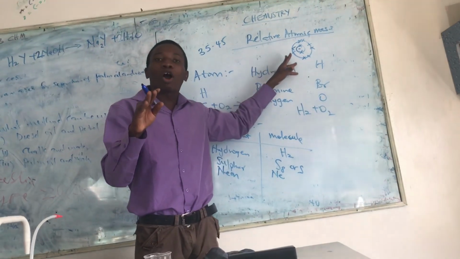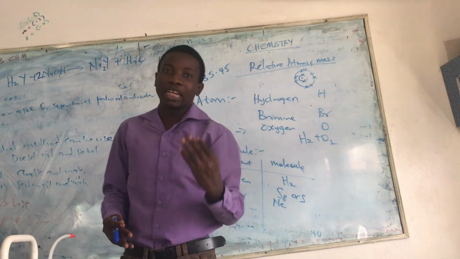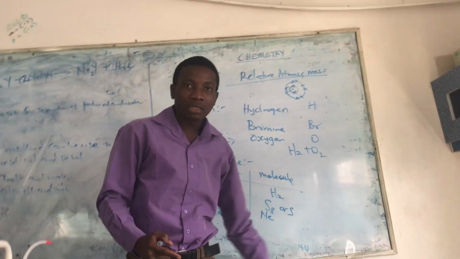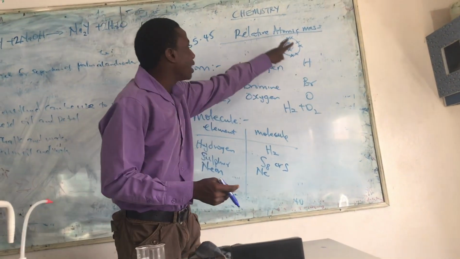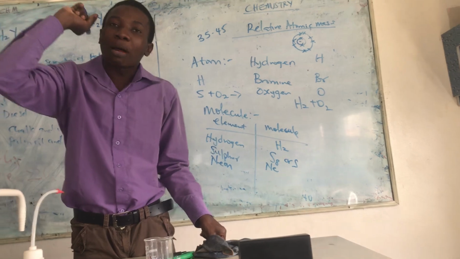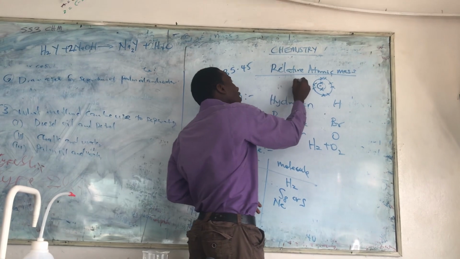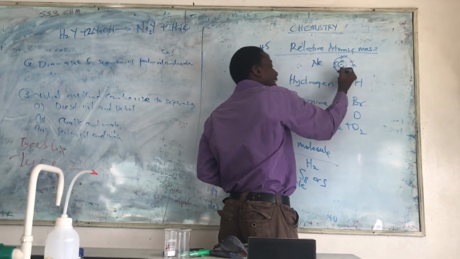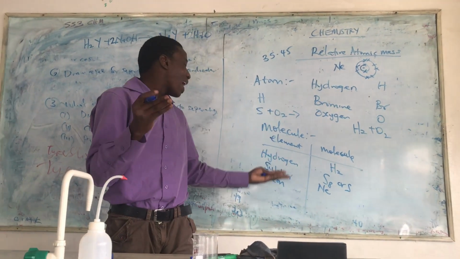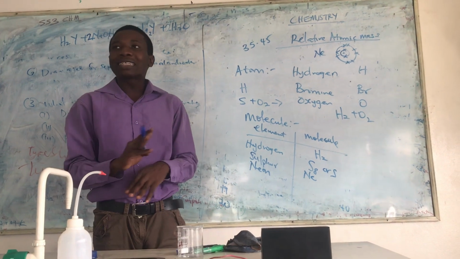Because what makes all these elements reactive is when they can lose electrons or they can gain electrons. But for neon, it has all the electrons filled up already. It can't lose, it can't gain, because this outermost shell has already completed 8. And I tell you that the maximum an outermost shell can hold is 8. That means it cannot lose, it cannot gain. So elements like neon are not reactive, so they cannot take part in a chemical reaction.